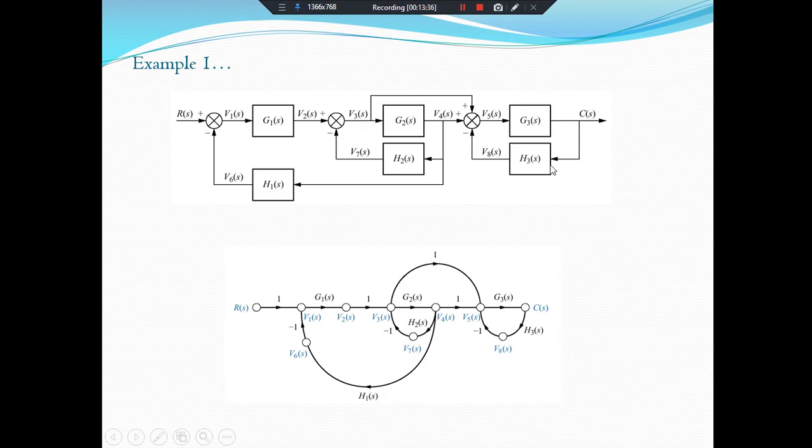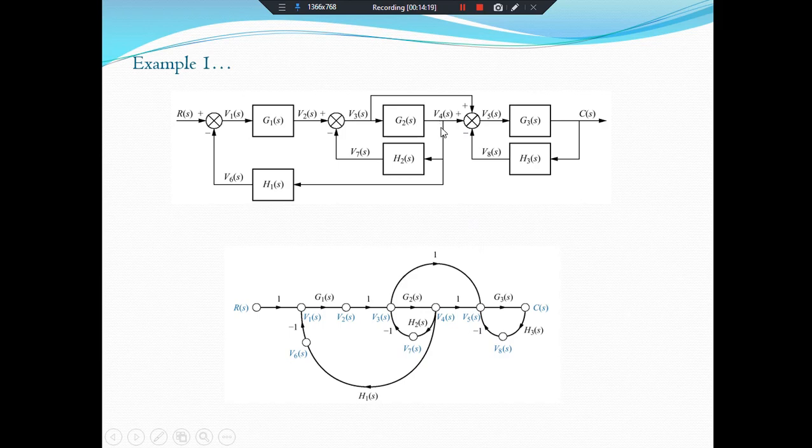Now we will check the feedback path or feed forward path. Here comes the branch from V3, and it is connected at V5 with the gain 1. Again, the last output C of S is connected with V5 of S, and the gain of the branch is H3 of S, and here comes V8 of S, and V8 of S is connected with V5 of S, and the gain is -1. So we draw it as -1.